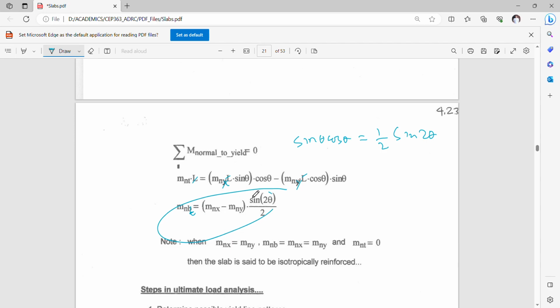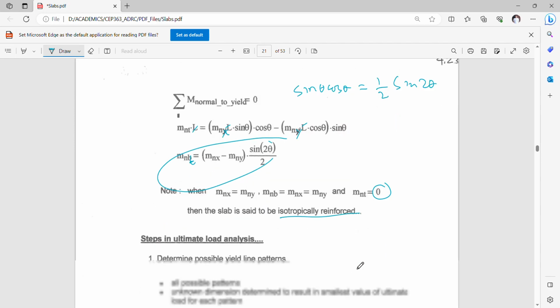Take note that when MNX is equal to MNY, MND is equal to MNX and MNY, and MND is equal to 0, then the slab is said to be isotropically reinforced.